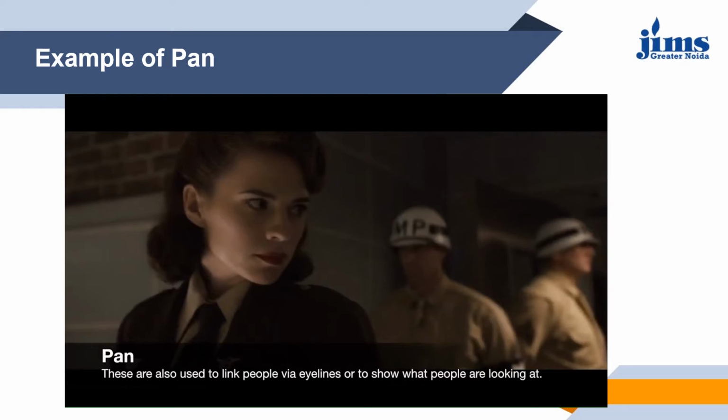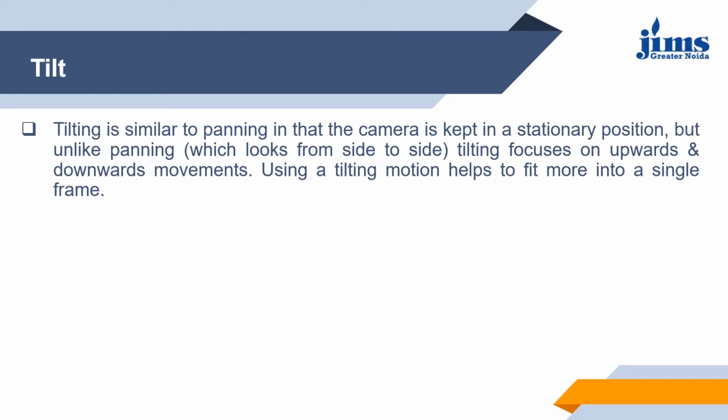So all these shots have the movement pan. Let's go further, and the next movement is tilt. Tilting is similar to panning in that the camera is kept in stationary position, but unlike panning, which looks from side to side horizontally, tilting focuses on upwards and downwards vertical movement of the camera. Using a tilting motion helps to fit more into a single frame.